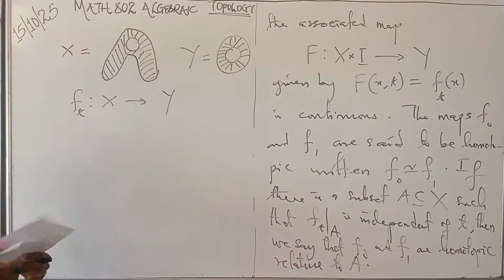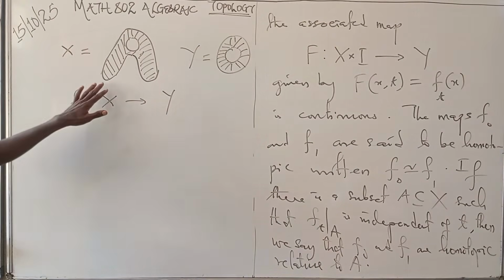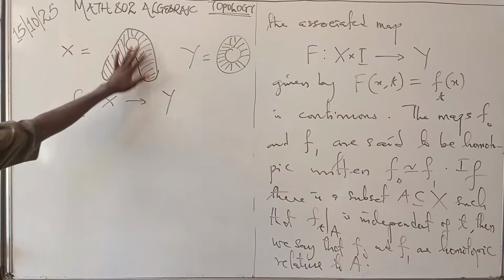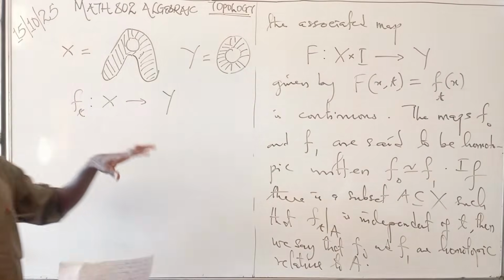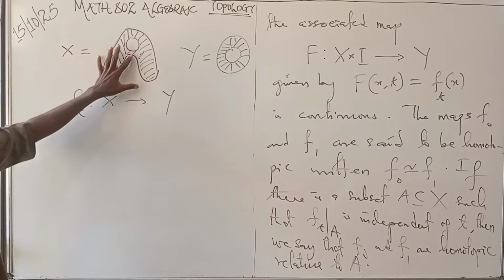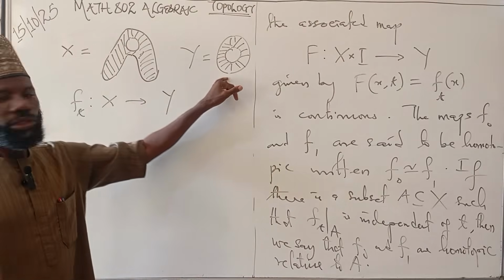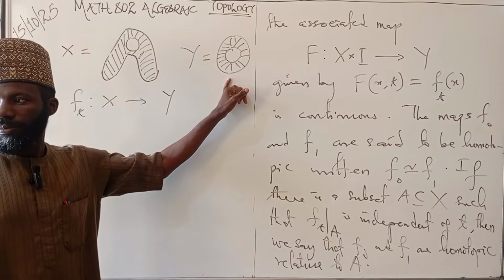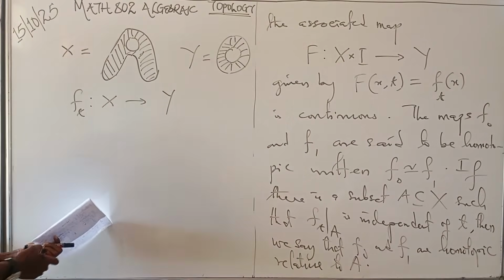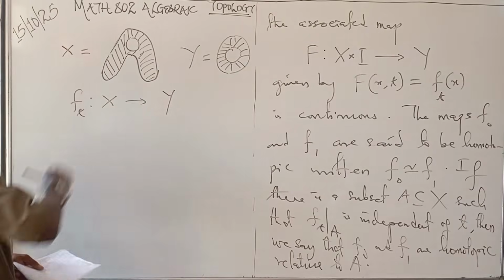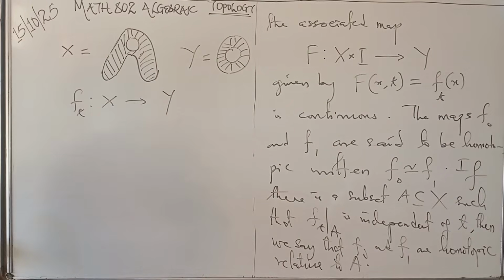That family of mappings exists as if you are deforming this to that. I hope it's okay. You can continuously deform this to that shape. That family is what we call a homotopy.